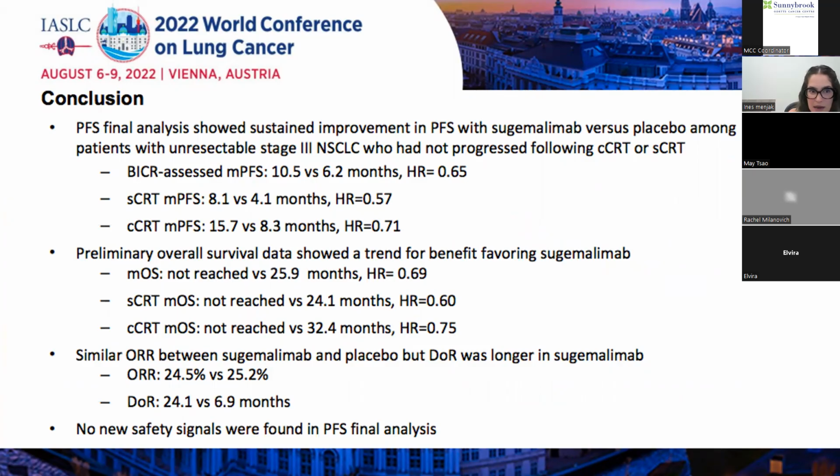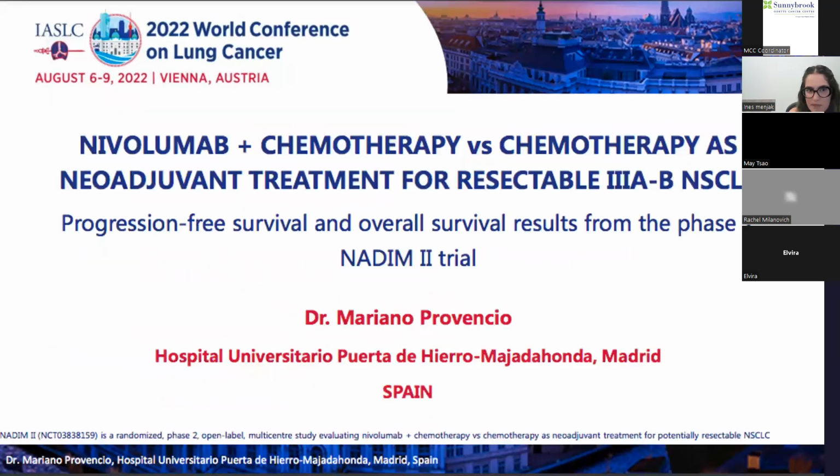The preliminary overall survival data show a trend for benefit favoring sugemalimab. A similar overall response rate in both arms was around 25%, and the duration of response was higher in the sugemalimab arm versus placebo, with 24 months, and no new safety signals were found in the PFS final analysis.